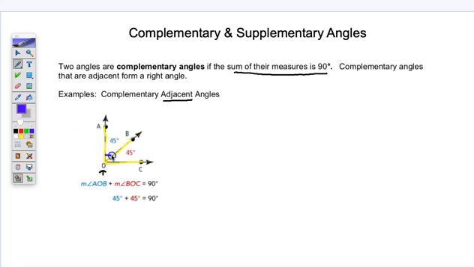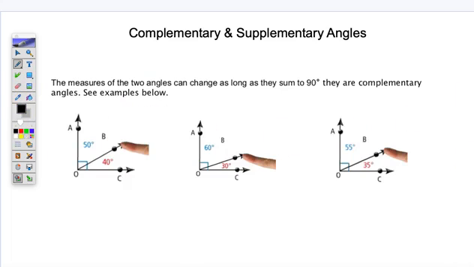You can see that right here. That little square stands for 90 degrees. So when we added the two together, that equaled 90 degrees. So keep in mind that if they are complementary but also share a side, they are called complementary adjacent angles. So let's take a look at some examples.